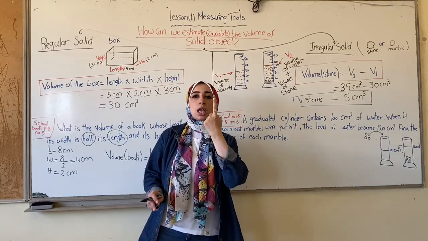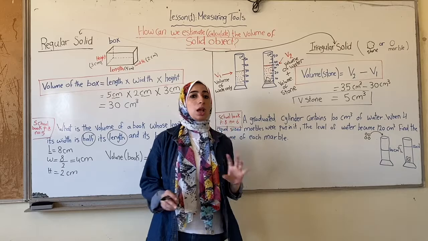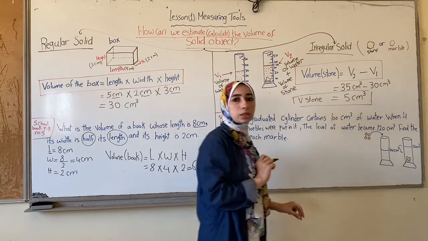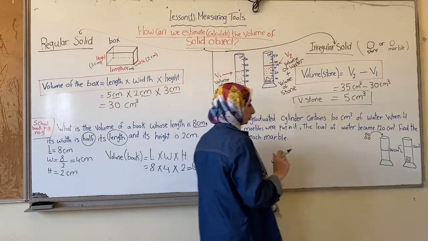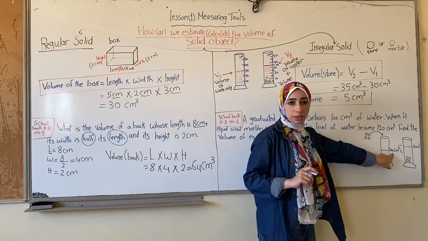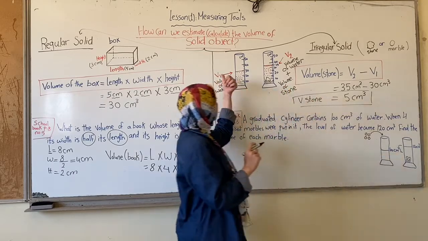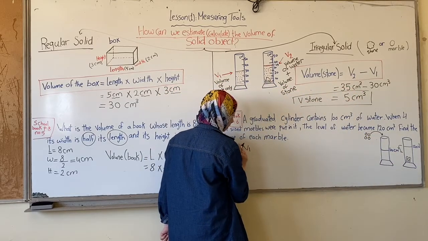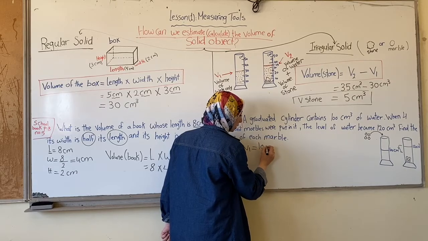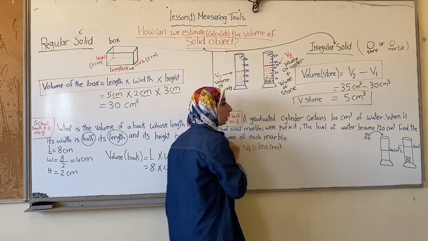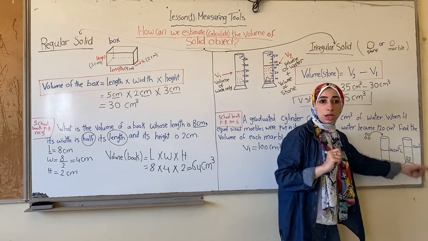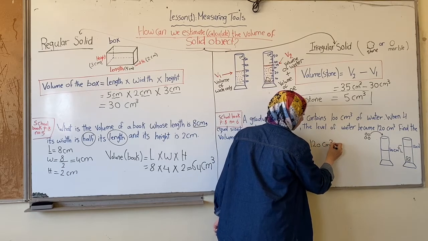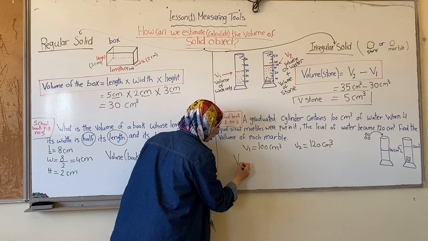I have to find the volume of only one marble. First, I have to find the volume of all marbles together. Okay? So, we recorded before that the level of water only was named V1. So V1 equals 100 cubic centimeters. Okay? And V2 equals 120 cubic centimeters.